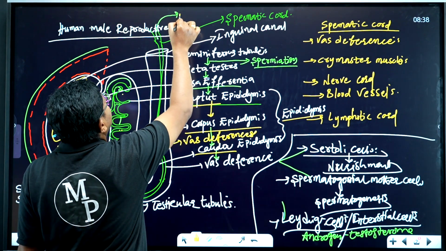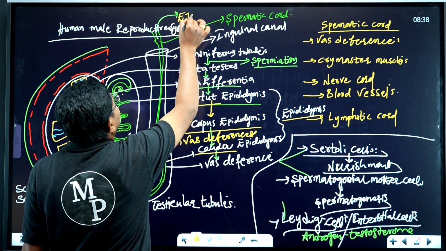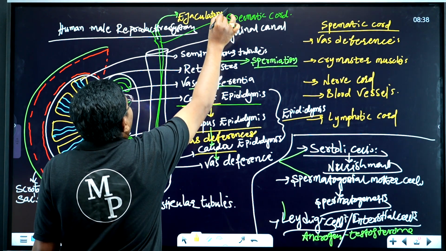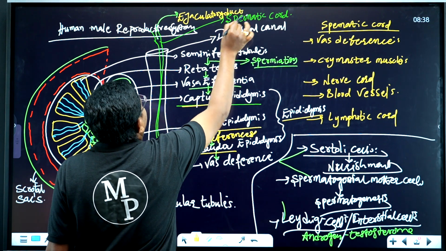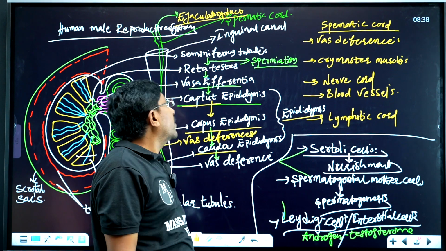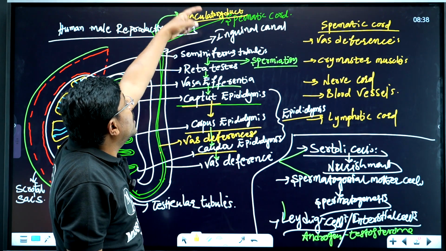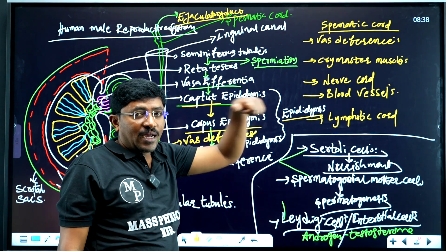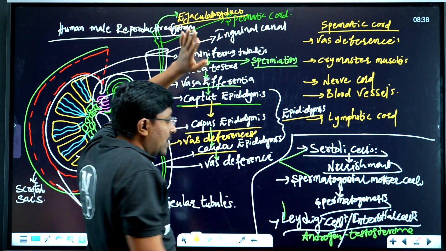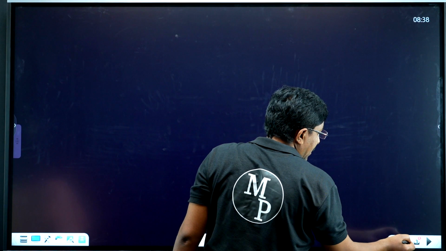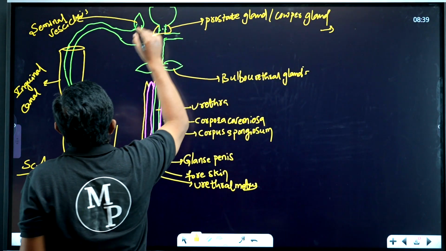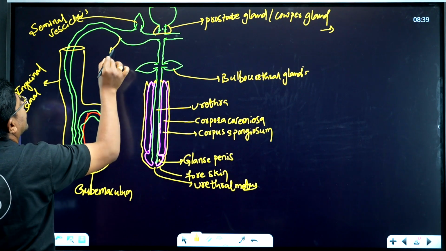The vas deferens finally opens into the ejaculatory duct. The ejaculatory duct opens into the urethra. I'll show it in the next picture. So, what is next? The ejaculatory duct here. Yes, this is the ejaculatory duct.